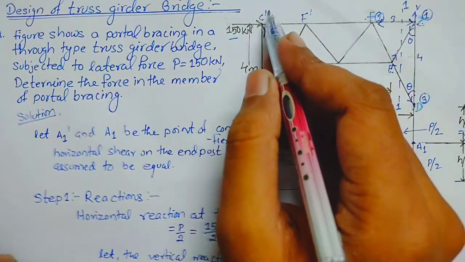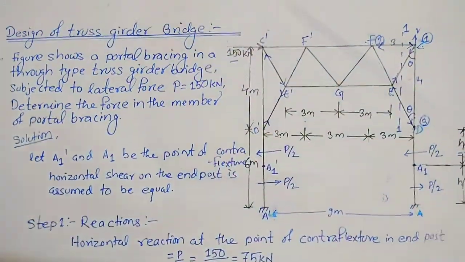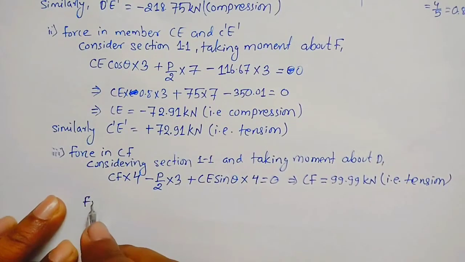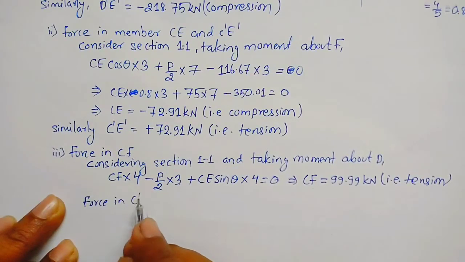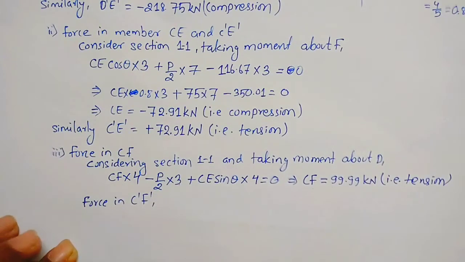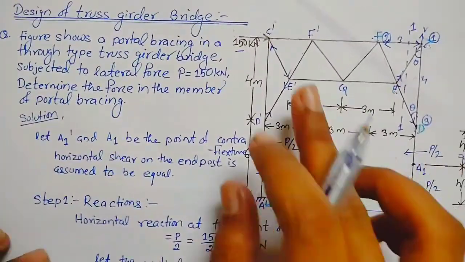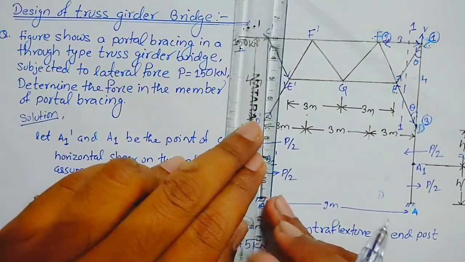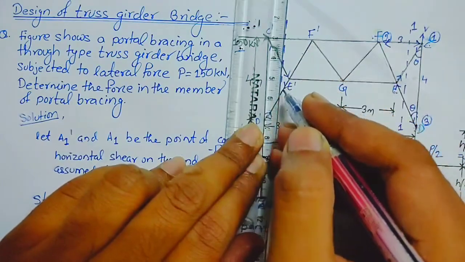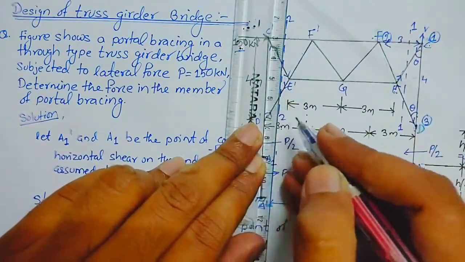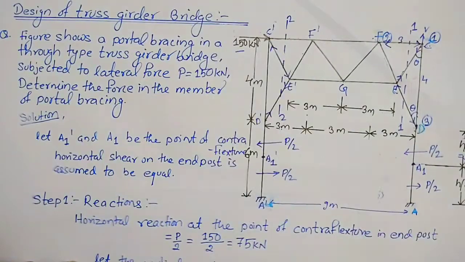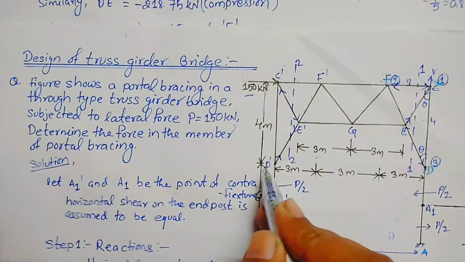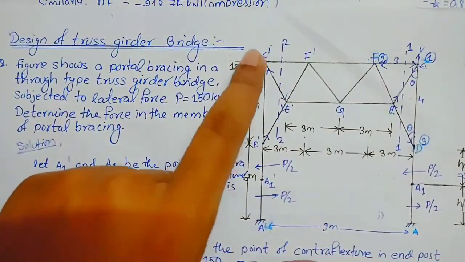Now let us calculate the force in member C dash F dash. So guys, this time we are calculating the force in member C dash F dash. So we will again need to select a section here, split this portion into a section, and let the section be 2 2. So we will write here, considering section 2 2, and we are calculating the force in C dash F dash. So again we will take the moment about D dash, but this time we will consider the effect of this lateral force.